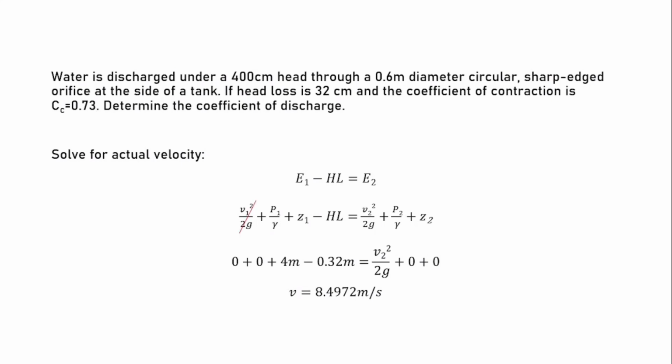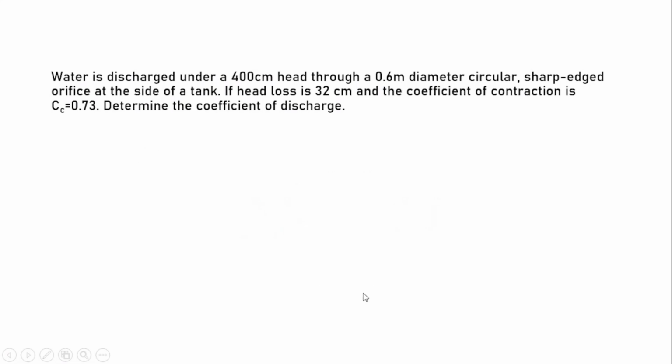We can cancel V sub 1 since our system is open and there is no velocity on the surface. We can also cancel P sub 1 since there is no pressure, as well as P sub 2. We can also cancel Z sub 2 since our datum is on the Z sub 2. Now we get 0 plus 0 plus 4 meters minus 0.32 meters equals V sub 2 squared over 2G plus 0 plus 0. So with this equation, we get velocity is equal to 8.4972 meter per second.